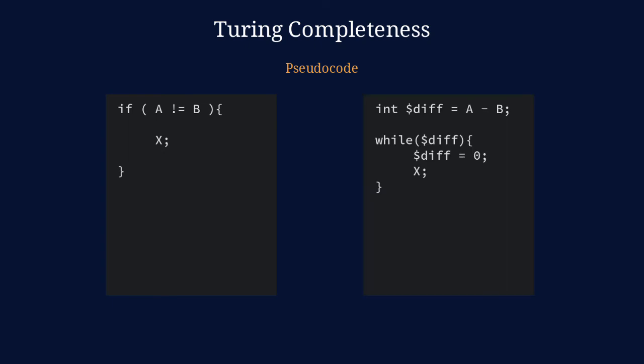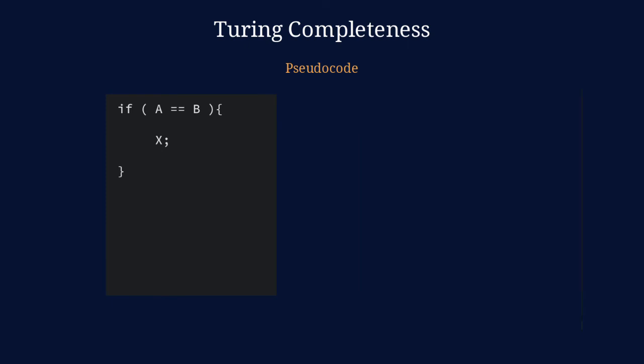Well, you create a variable and you take the difference between a and b. If a and b are the same, then the difference would be 0. Then you just do while diff. Straight away you put diff to 0 so that the loop executes only once, just like an if, and then you perform x. So obviously that's not a very convenient way of doing it, but the point is that it is possible, and so therefore it counts as Turing completeness, even if it's not very practical.